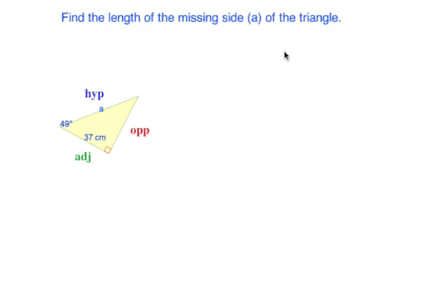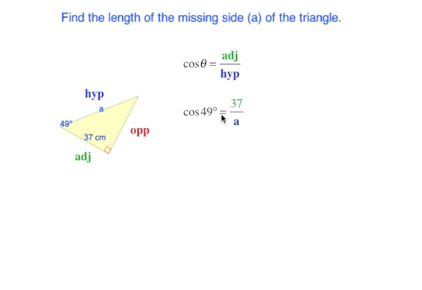So I'm going to use my cosine ratio, right? So cosine of theta, remember, is adjacent over hypotenuse, and so I fill in what I know, and we know that theta is 49 degrees, so cosine of 49 degrees is, and we know that the adjacent is 37. What we don't know is the hypotenuse, right? So it's cos of 49 degrees is 37 over A.